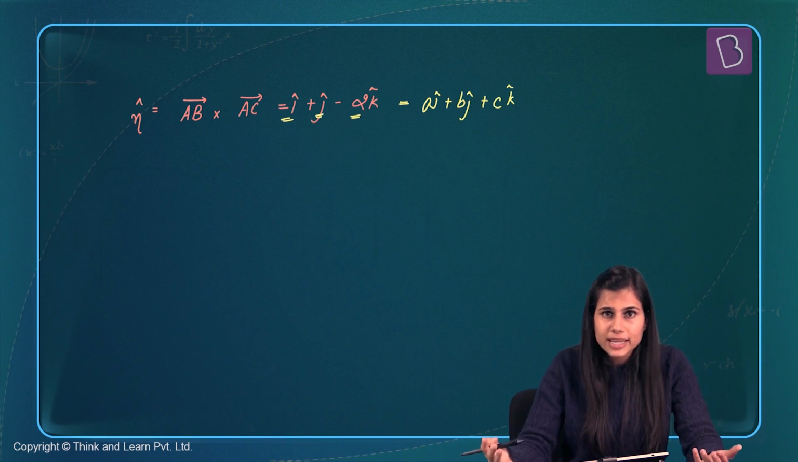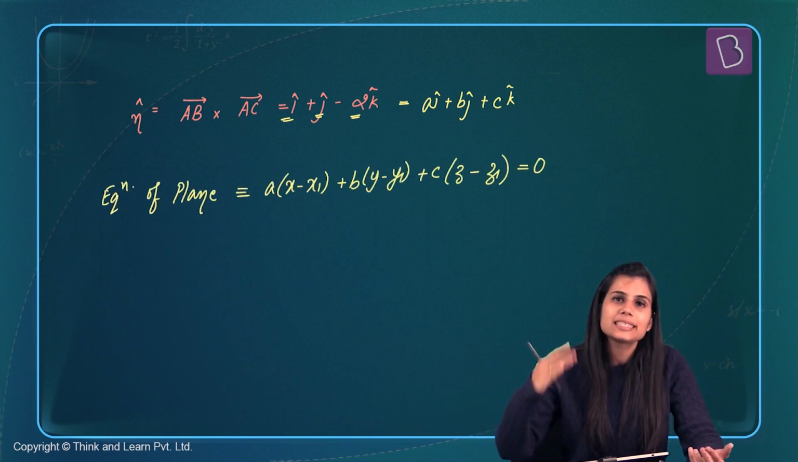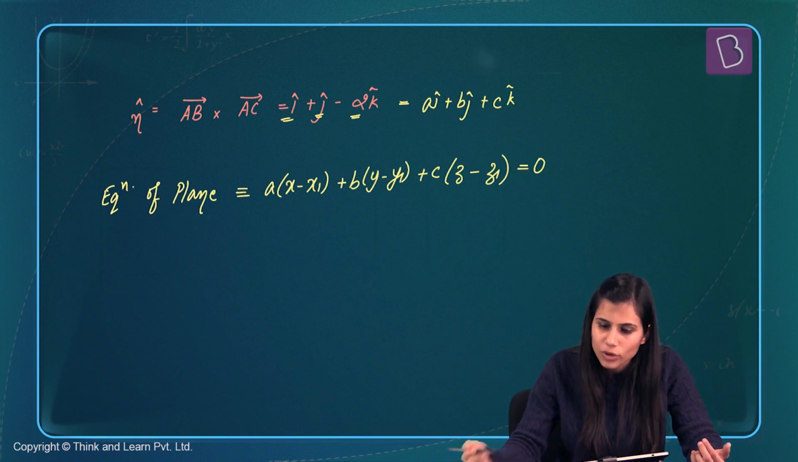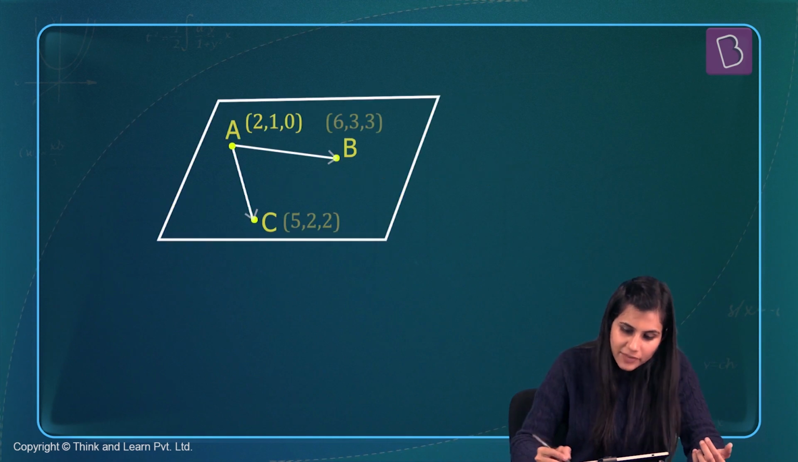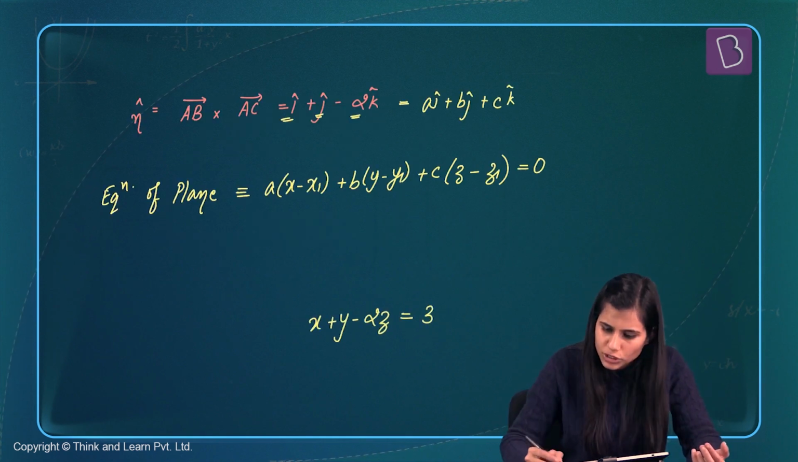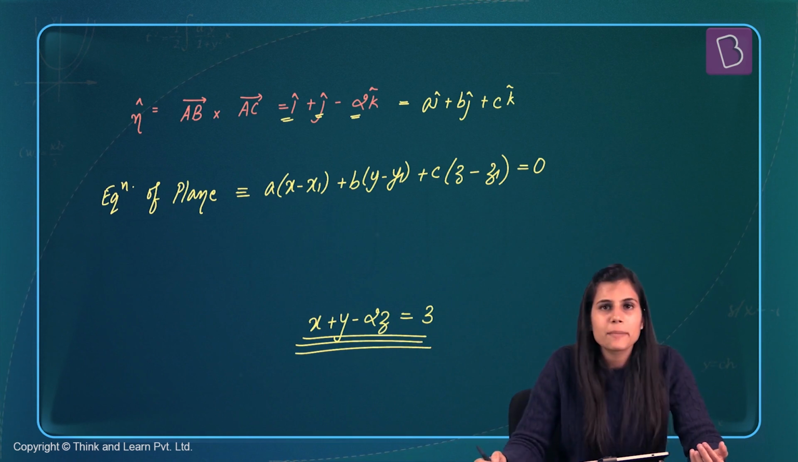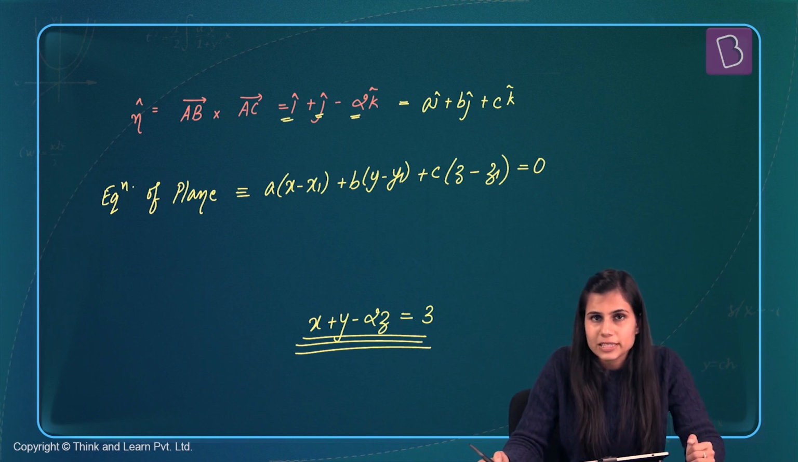The equation of this plane is given by A times (x minus x1) plus B times (y minus y1) plus C times (z minus z1) equals 0. A, B, C are nothing but 1, 1 and minus 2. x1, y1, z1 is nothing but 2, 1 and 0. Just plug all these things here and solve. What you get is x plus y minus 2z equals 3 to be the respective equation of this plane.